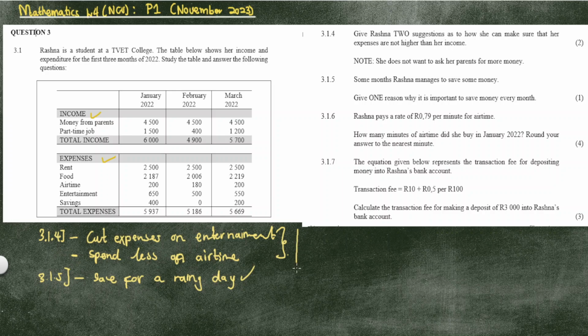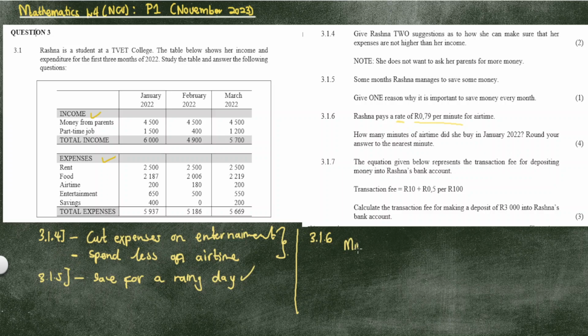Okay. Next question, 3.1.6. Now, this is a rate question. I'll explain why. Rashna pays a rate of 79 cents per minute for airtime. How many minutes of airtime did she buy in January 2022? Round your answer to the nearest minute.